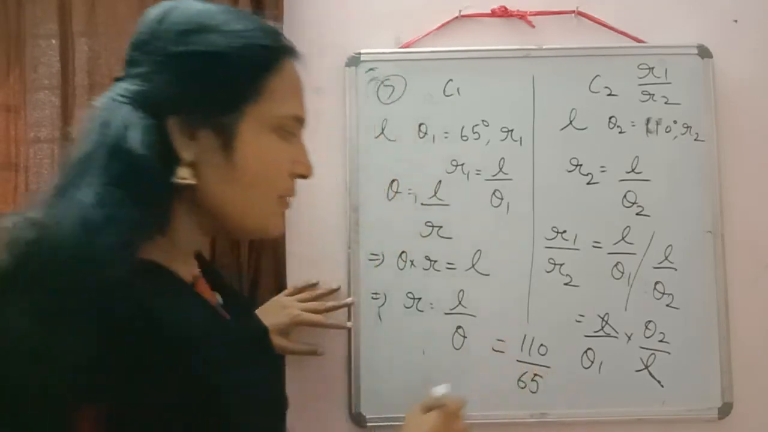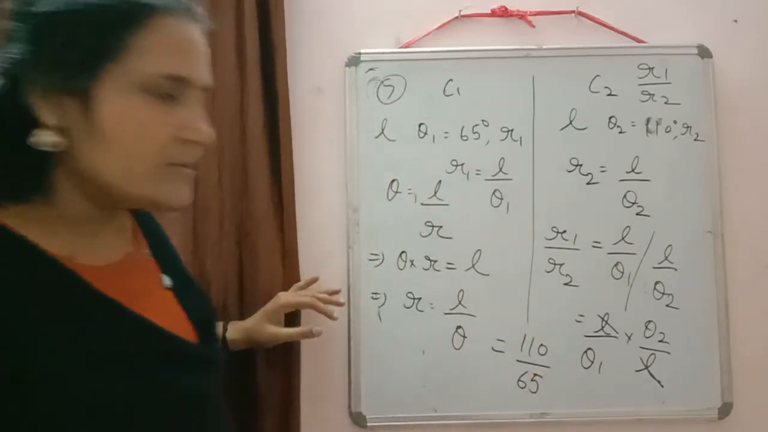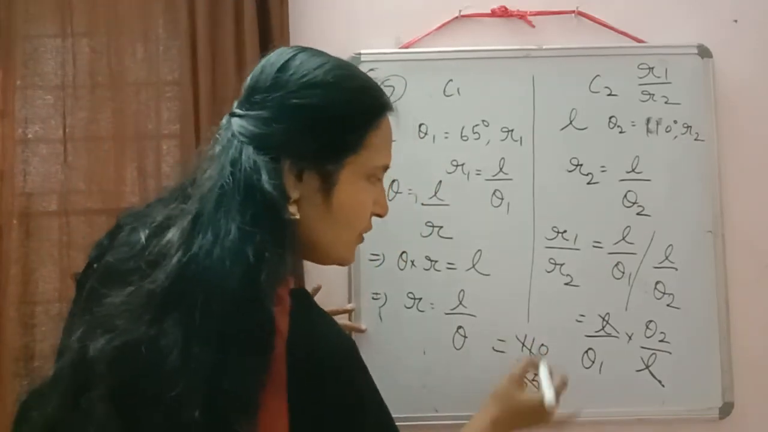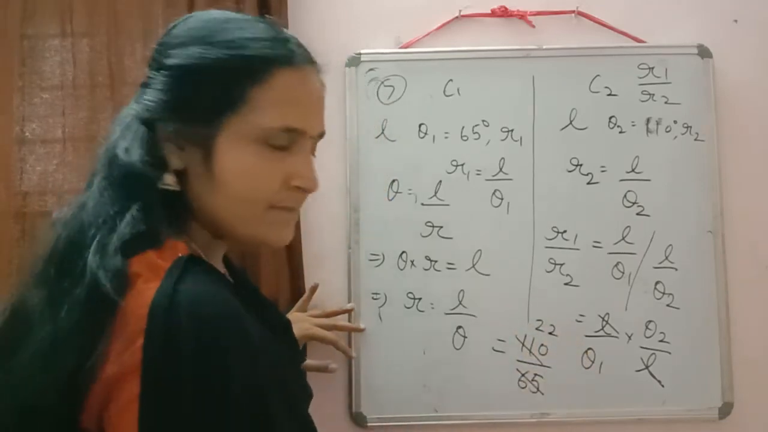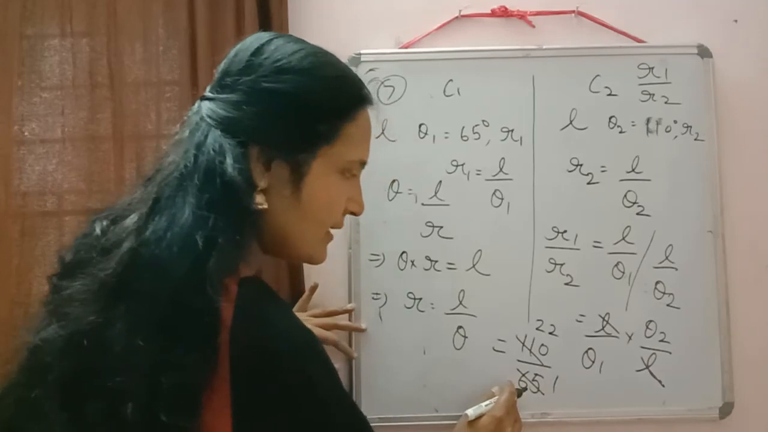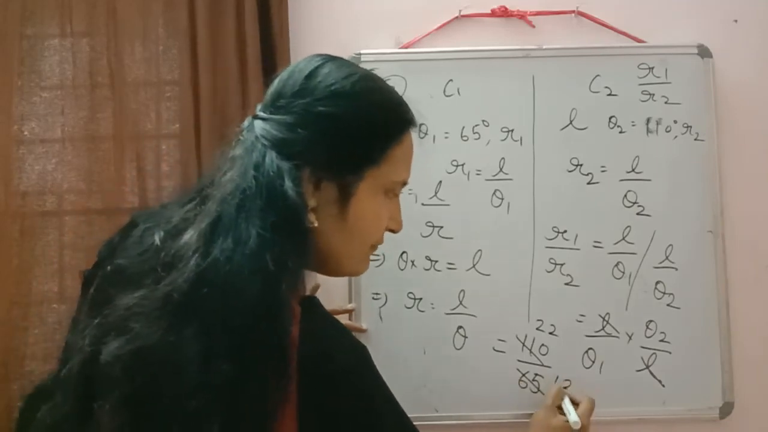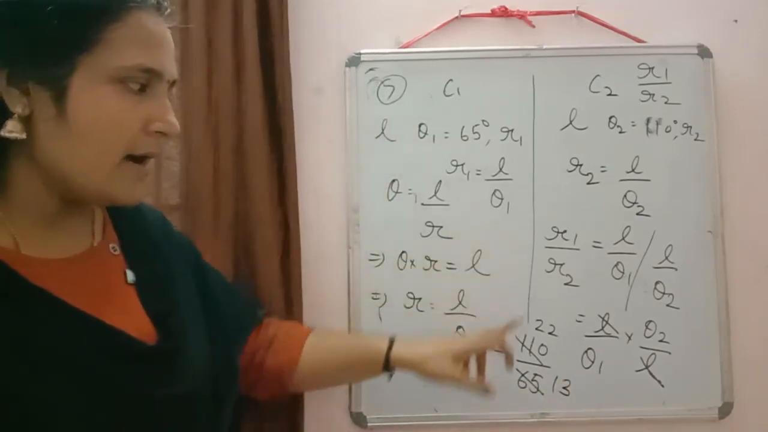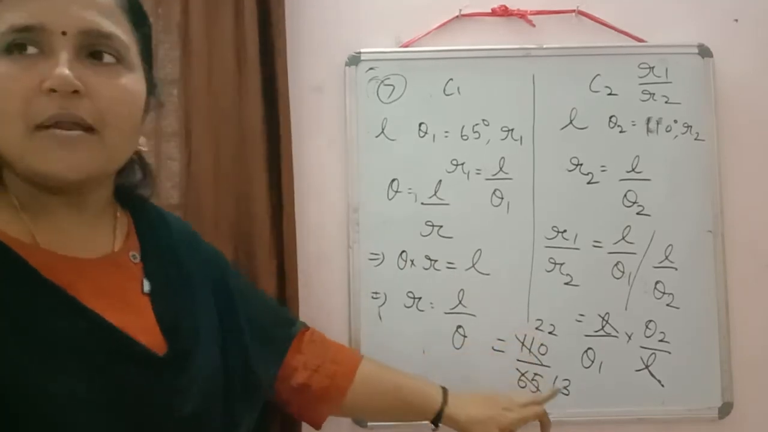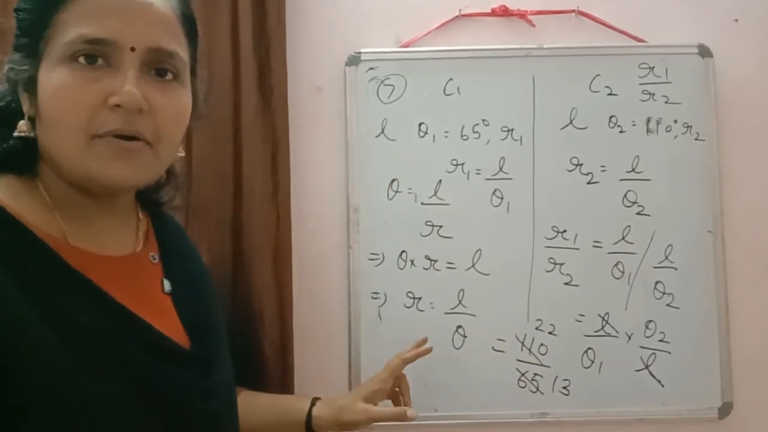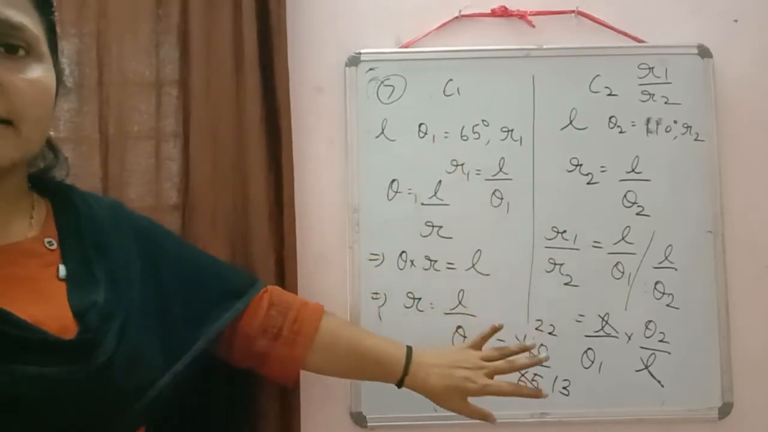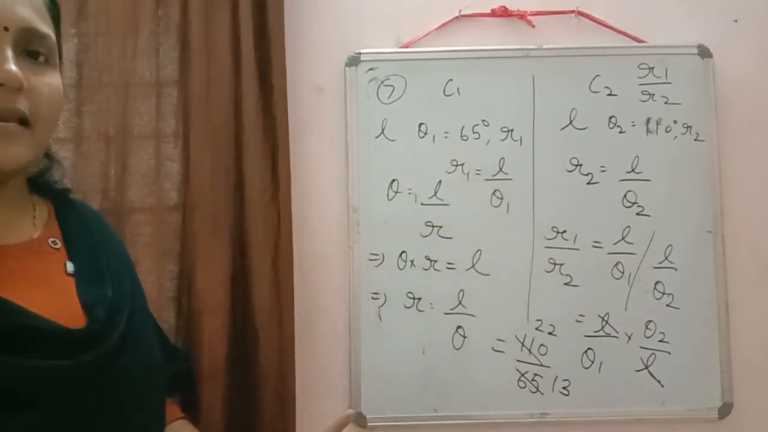We can cancel, both are divisible by 5. So cancel it by 5. So 5 twos are 10. Again 5 twos are 10. Here we will get 5 ones are, and then 5 thirteens are. So R1 by R2 is equal to 22 by 13. Is this question clear to you? Don't do any calculations there. You can directly do it in this way.